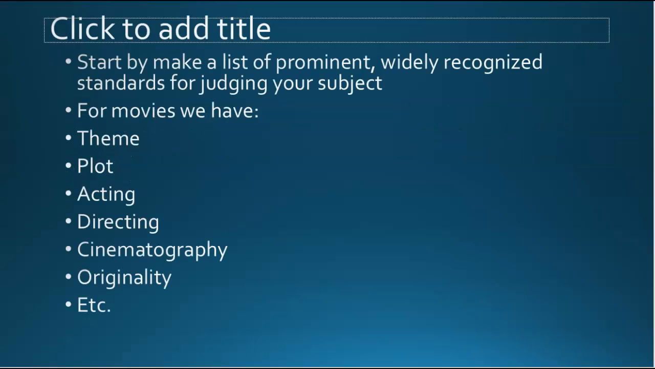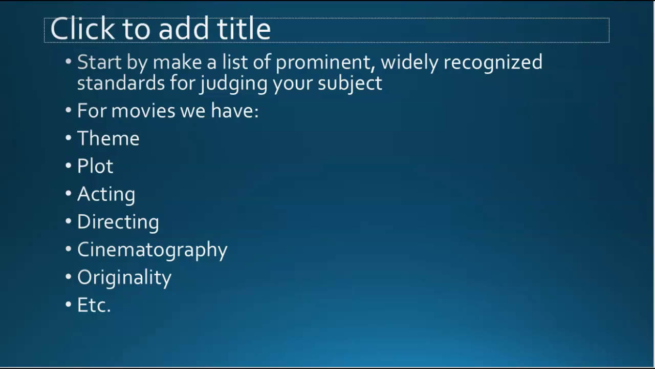So, for example, if we were to think about a movie, we are all familiar with movie reviews. So there's criteria specifically set up for when someone evaluates a film or a TV show. This criteria is going to be different than if you were evaluating a restaurant, obviously. So the standards by which we evaluate a film would be some things like theme, plot, acting, directing, cinematography, originality, etc. You get the point.